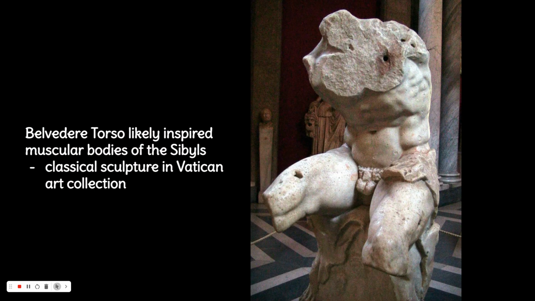And the Sibyls are thought to be inspired by this artwork. This is a classical sculpture that was already in the art collection at the Vatican, so Michelangelo would have been able to see the other artworks that were already there. And it's thought that this is called the Belvedere torso, that this likely inspired the muscular bodies of the Sibyls.